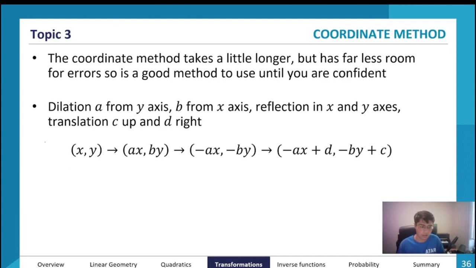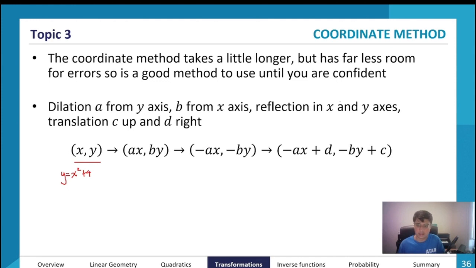So the first thing it involves is specifying your transformation in this form right here. We have, first of all, x comma y. This is basically representing every point on the original graph, the graph that hasn't been transformed yet. Every point along the graph y equals x squared plus 4, we're expressing using this notation, x comma y. Then if we want to perform a dilation of factor a from the y-axis and a dilation of factor b from the x-axis, we take every point on that graph and multiply it by that factor. So we get ax comma by.